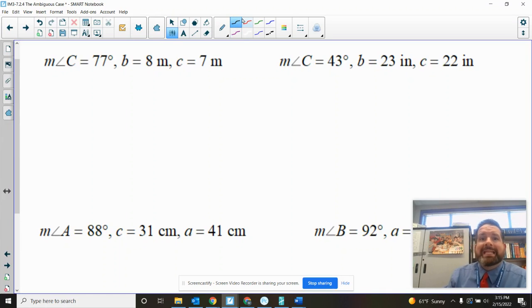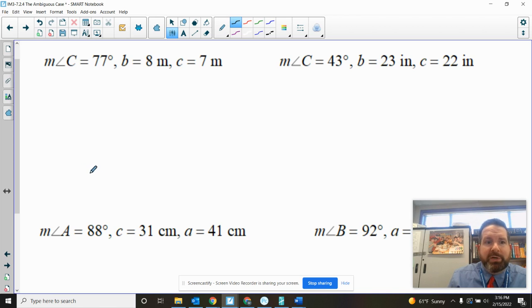Examples. So given the information here, we are to decide in each case whether there are no triangles possible, exactly one triangle possible, or is it the ambiguous case where there are two triangles possible? Let's give it a look. Now notice there are no pictures. So task one for you, make a picture. And as much as you can, try and make it a little bit to scale.